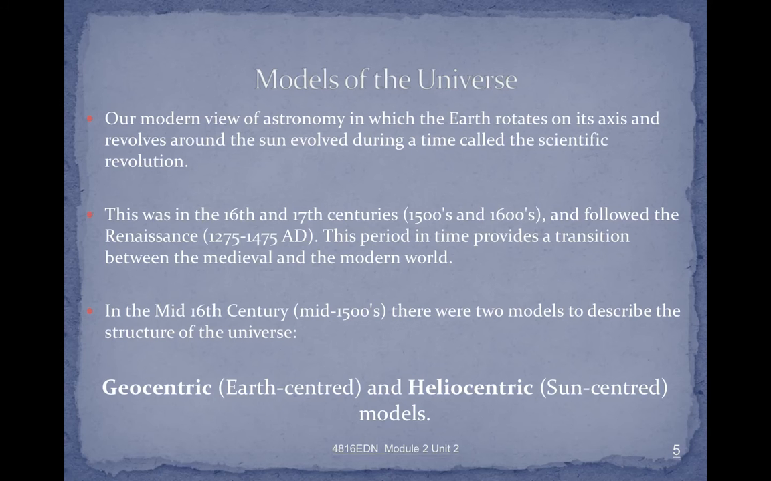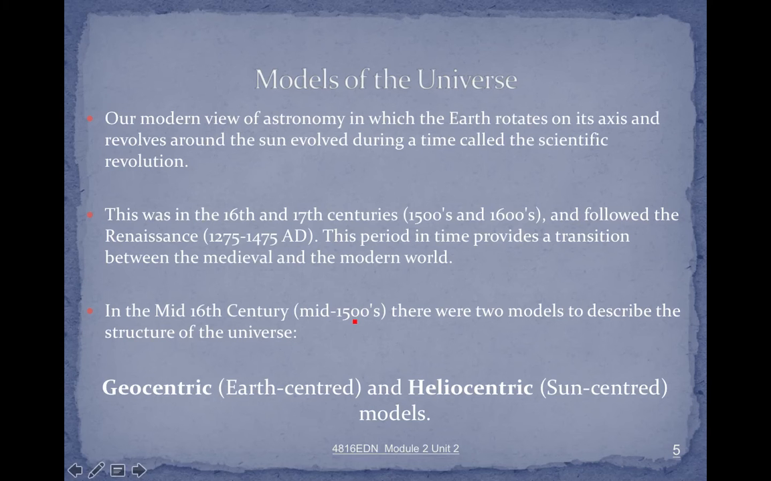Our modern view of astronomy, in which the Earth rotates on its axis and revolves around the sun, evolved during a time called the Scientific Revolution. You can see from these dates, the 16th and 17th centuries, which is basically the 1500s and the 1600s. So really only 500 years ago, which in the scale of the Earth's history is not that long ago. We had the Renaissance period, and the scientific revolution occurred after the Renaissance. This period provides a transition between what we call the medieval and the modern world.